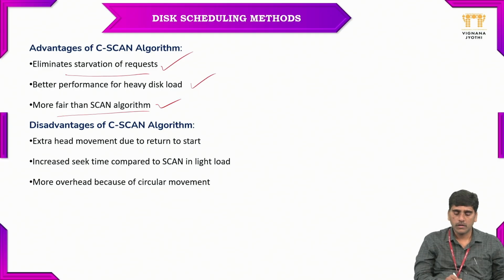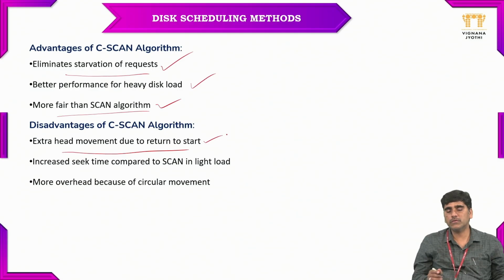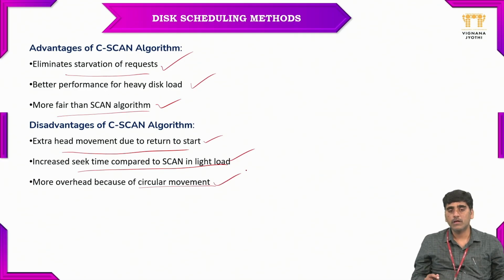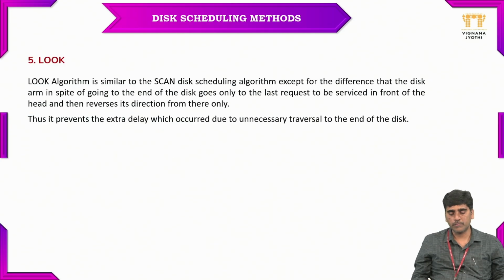And the disadvantage is what? Extra head movement due to the return to start, so again it has to start the servicing process, and that takes time. Extra head movement is also required, there is increased seek time compared to scan, and more overhead because of circular movement. So this is the circular scan algorithm.